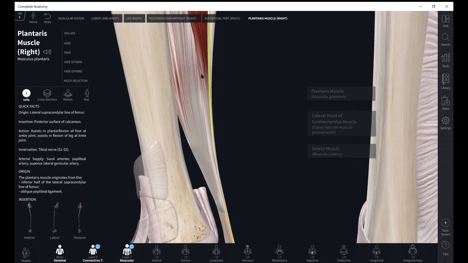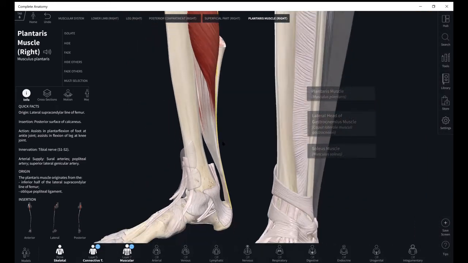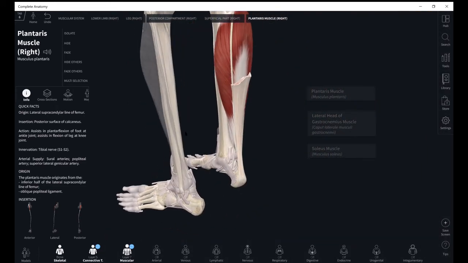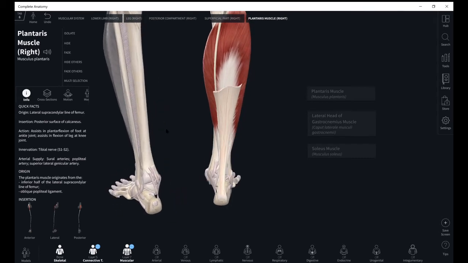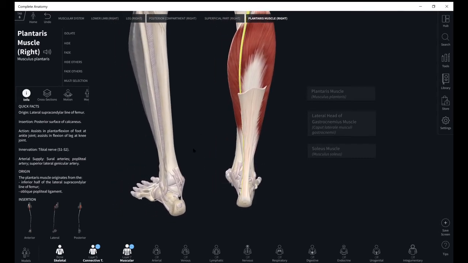Between that and then the surface, or posterior to the surface of soleus. Its action assists in plantar flexion. It's a weak plantar flexor of the foot at the ankle joint and assists in flexion of the leg at the knee joint. Innervation here, tibial nerve S1, S2.